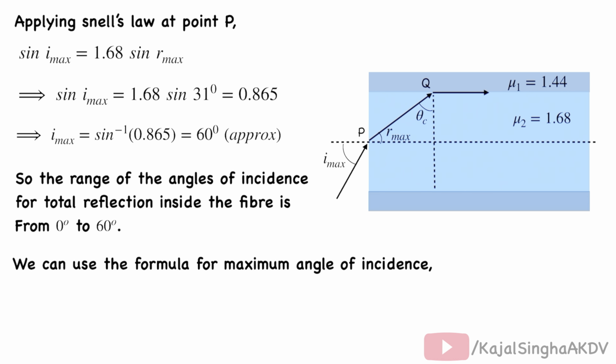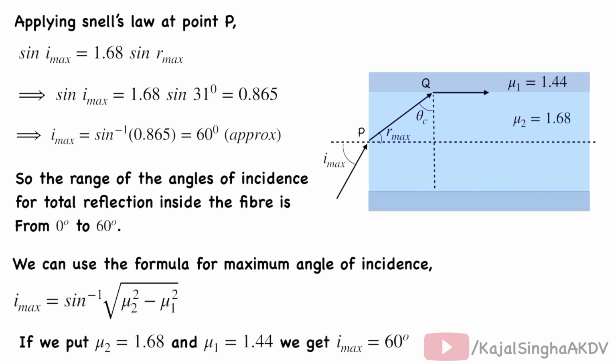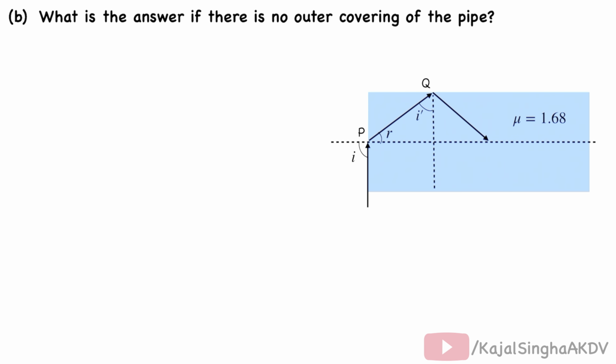We can use the formula for maximum angle of incidence, that is i max equals sine inverse root over mu2 square minus mu1 square. Here mu2 equals 1.68 and mu1 equals 1.44, and we get i max equals 60 degree. What is the answer if there is no outer covering of the pipe?